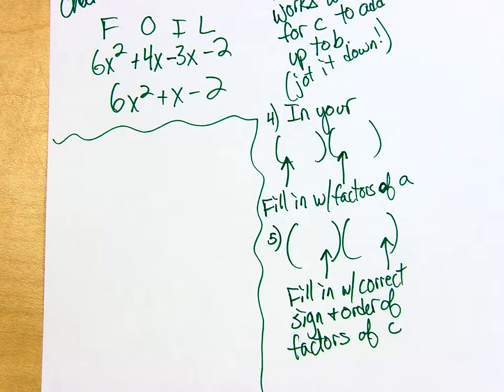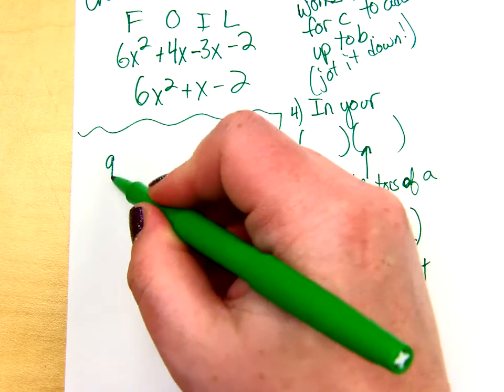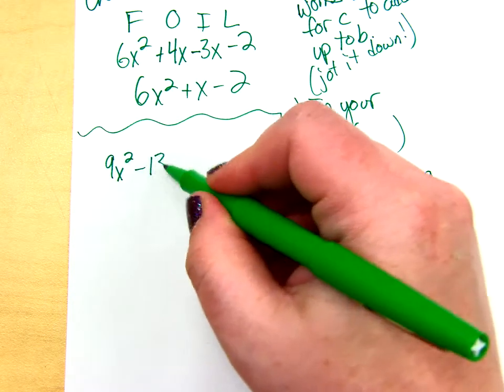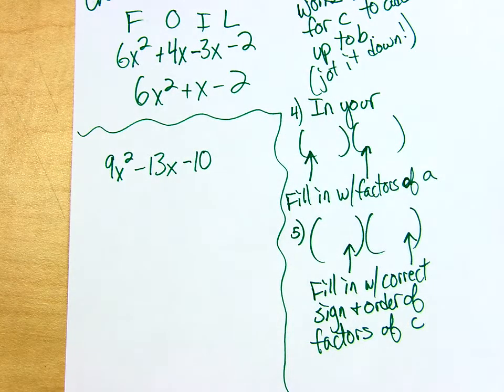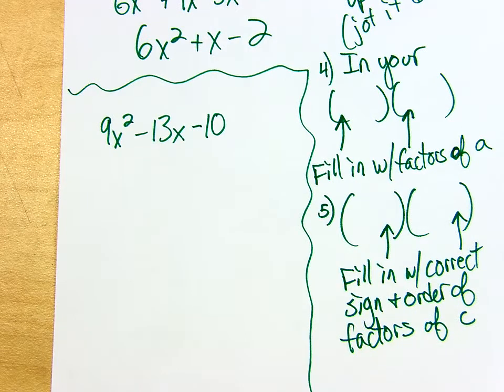Okay, so here's going to be our next problem that we try. All right, so we are going to do 9x squared minus 13x minus 10. Step 1, is there anything to factor out of the whole thing? No, you wish there was, but there's not.